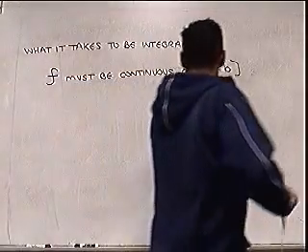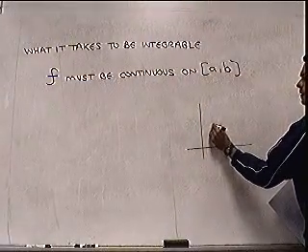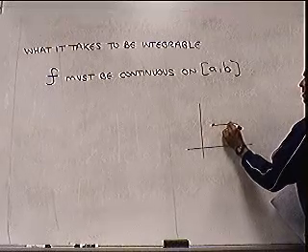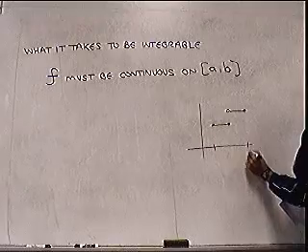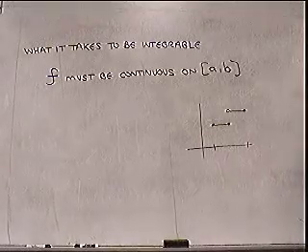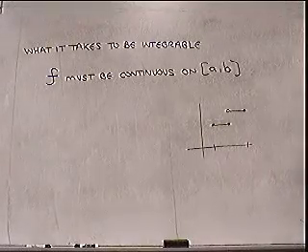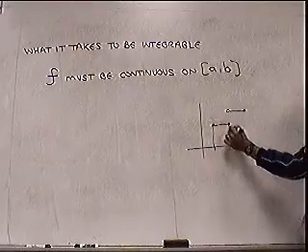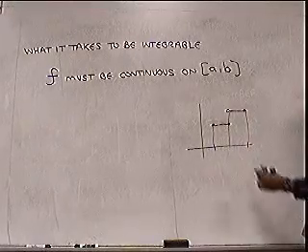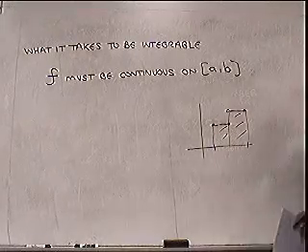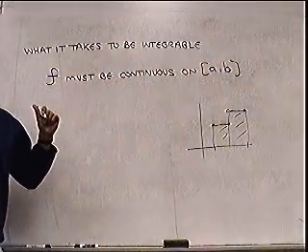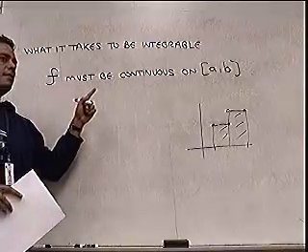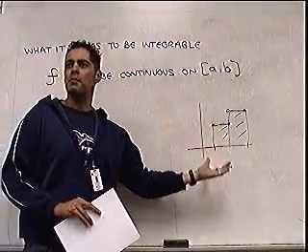So what about a function like this? What if you had a function that went like this, and then it jumped up and went like that? And I wanted you to look between here and here and find the area. Could you? Isn't that a rectangle right there, and that's a rectangle right there, and you could get that area pretty easily. But that's not a continuous function. So I can't say it has to be continuous for us to be able to compute the area.